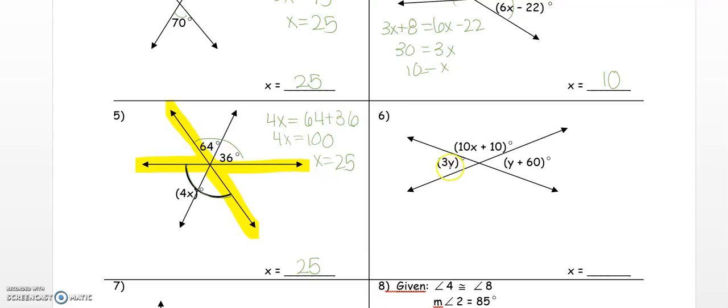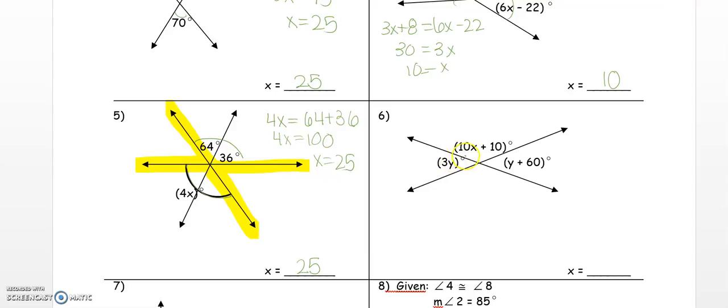So we have 3y, we have 10x plus 10, and we have y plus 60. In this case, we want to first identify maybe some vertical angles that we can set up to solve this problem. Because if I'm thinking straight angles, we have 2 variables, and we might have to create some type of system to solve. But let's try not to set up a system. Let's try to think of some other type of equation.